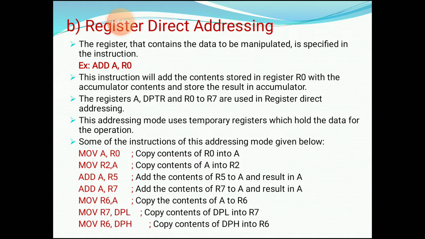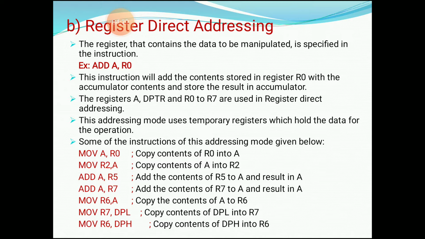Some of the instructions of this addressing mode are given below. MOV A, R0. This instruction copies contents from the R0 into the A register. MOV R2, A. This instruction copies contents from the accumulator to the R2 register. ADD A, R5. This instruction performs addition of the contents of the accumulator with the contents of R5, and the result will be stored in the accumulator.